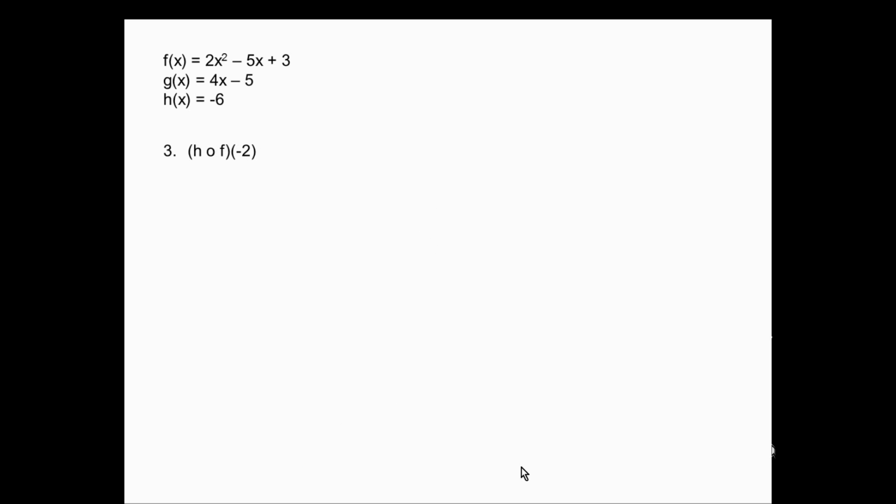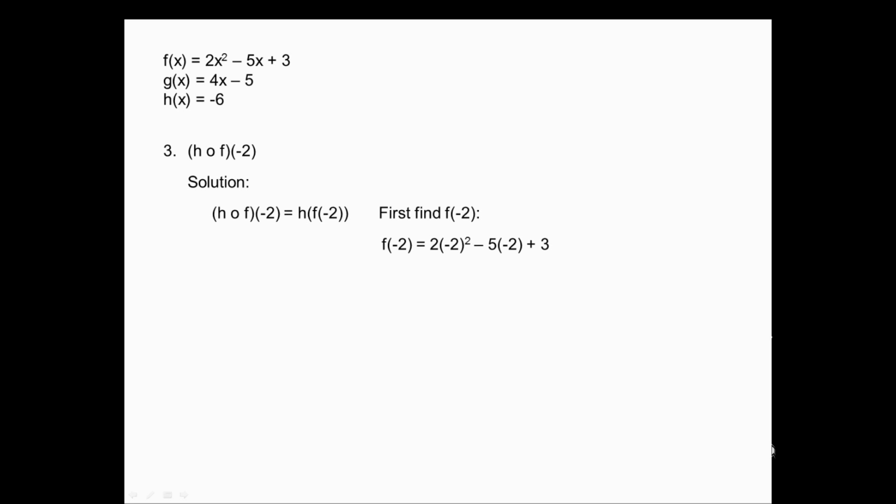Number 3, h composed with f of negative 2. Now, if you're really, really observant, h of anything is going to be negative 6. But suppose you don't notice that. This would be h of f of negative 2. So just like in number 2, you'd say, oh, I have to do f of negative 2 first. It's inside the parentheses. So f of negative 2, in your formula for f, replace the x with negative 2.